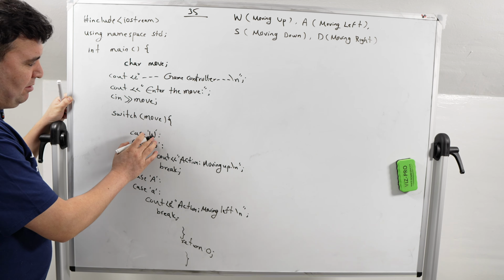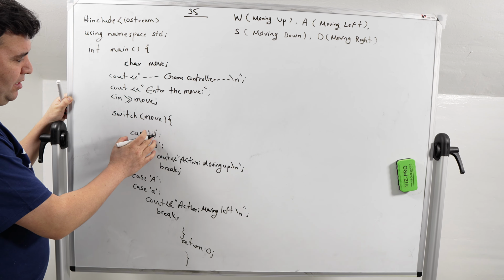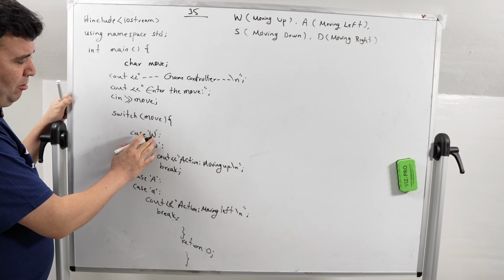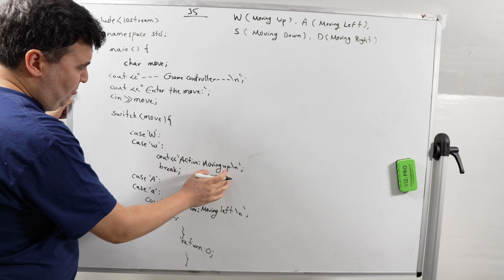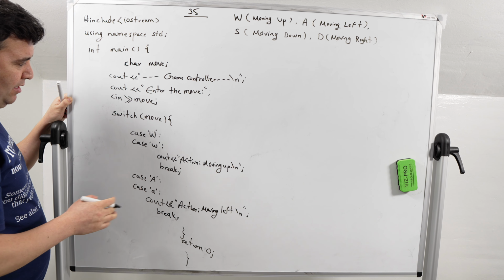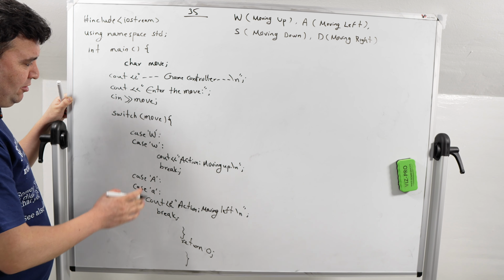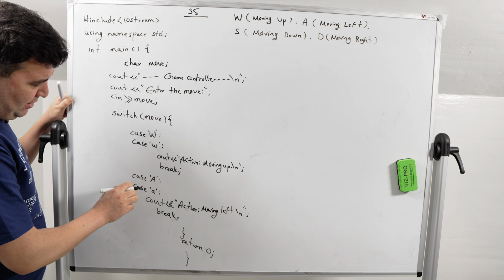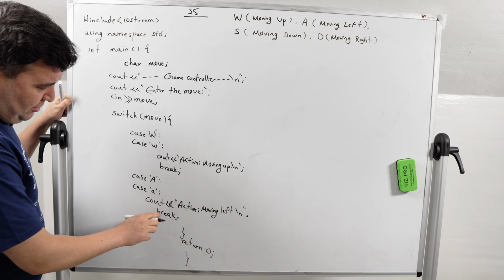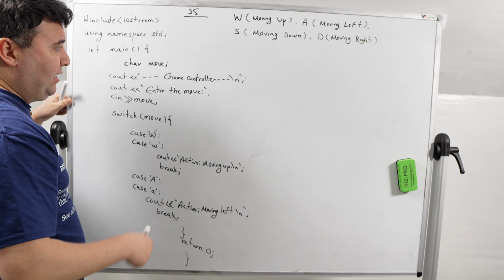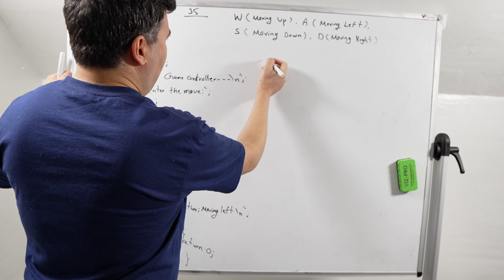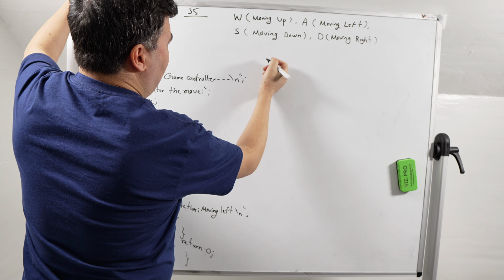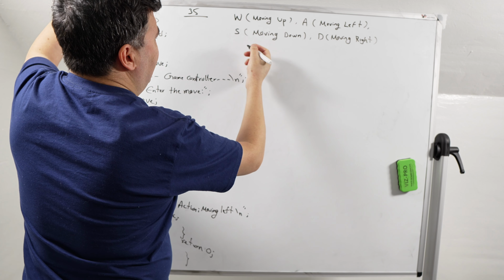So if the user enters W, we check if the value of move is equal to small w or capital W, and we say action moving up. If the user enters, for example, A, we first check the first case, and A is not equal to W, so it checks with the second case, which is case A. So it says action moving left. And now we need another case, so I write the remaining switch statement code in the right section of the whiteboard. So I say case S.